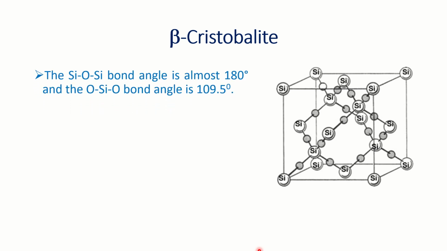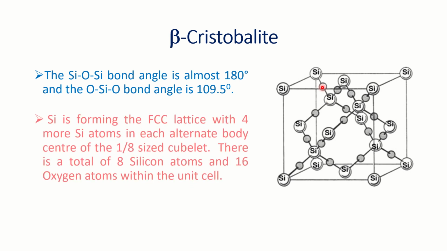The silicon-oxygen-silicon bond angle, that is this bond, is found to be 180 degrees. Since oxygen is sp hybridized, this bond angle is 180 degrees. On the other hand, silicon is sp3 hybridized, so the oxygen-silicon-oxygen bond angle should be like methane, that is 109.5 degrees.